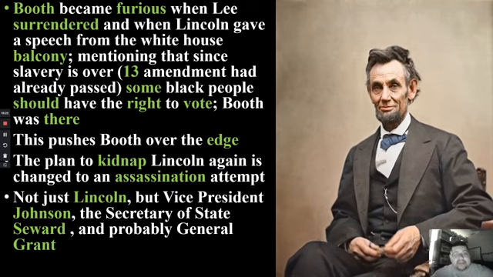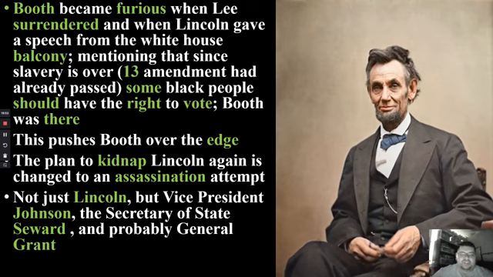Okay? Now, here's the thing, too. You kill the president, the vice president will take over. You kill the vice president, the Speaker of the House takes over. There's a succession. There's a line. So Booth goes, you know what? We're going to have to cut off the head of this snake. You cut off the head, the body will wither. The body will die without the head.